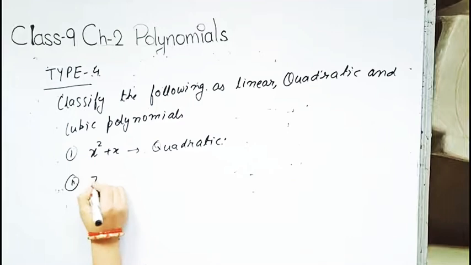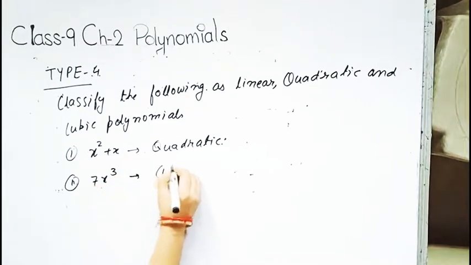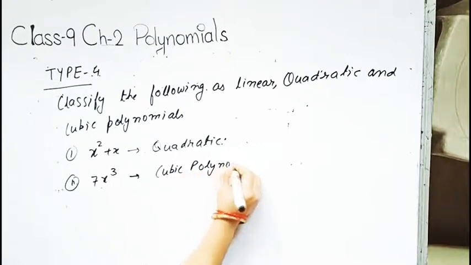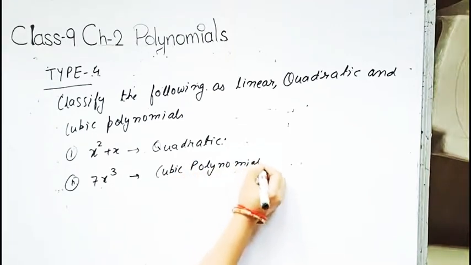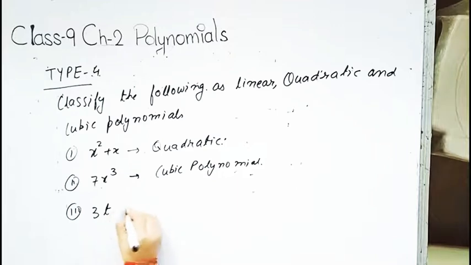Number 2, suppose 7x cube. Its power is 3, so it is a cubic polynomial. Next is 3t. The variable is t. Its power is 1, so it is a linear polynomial.